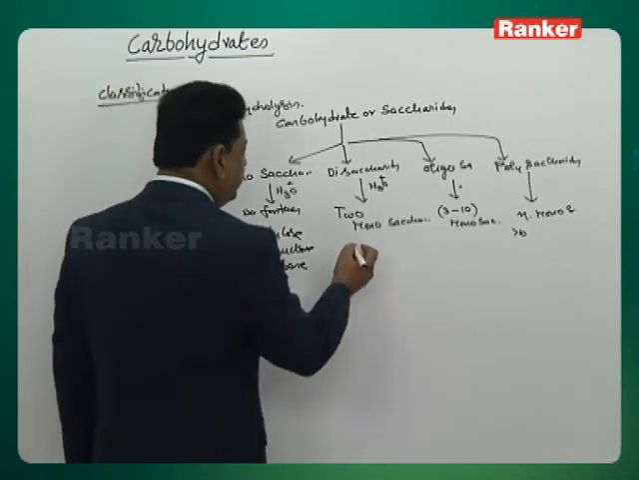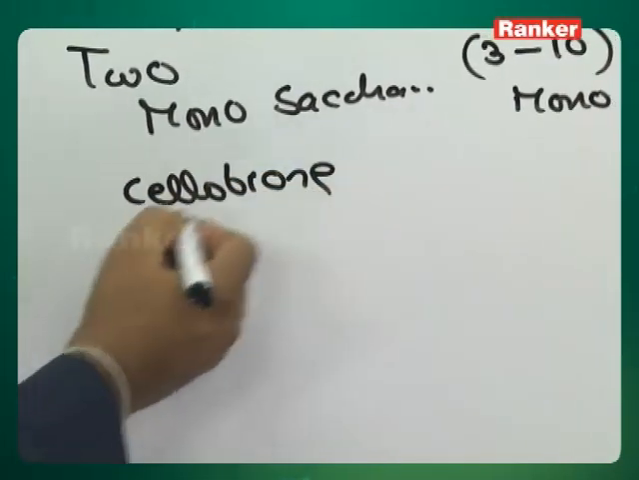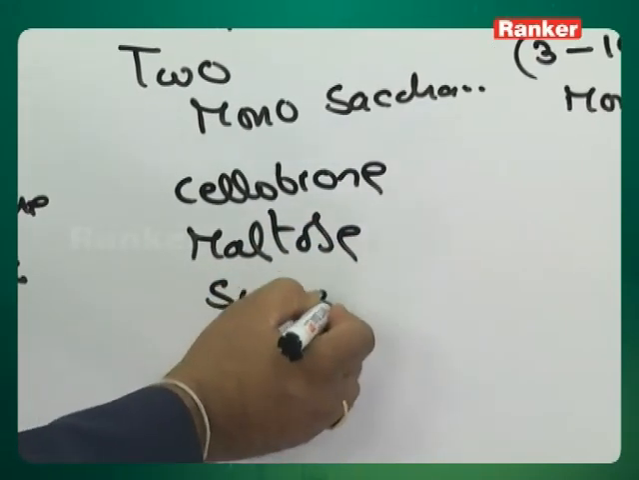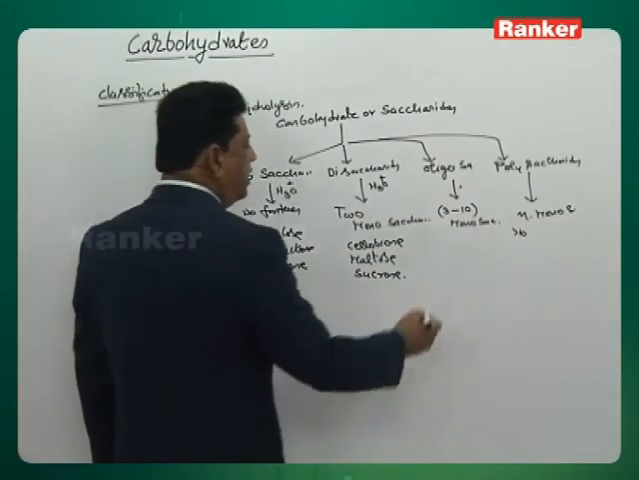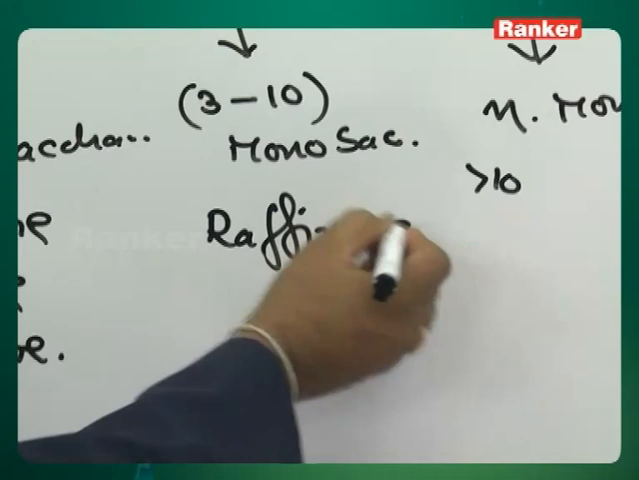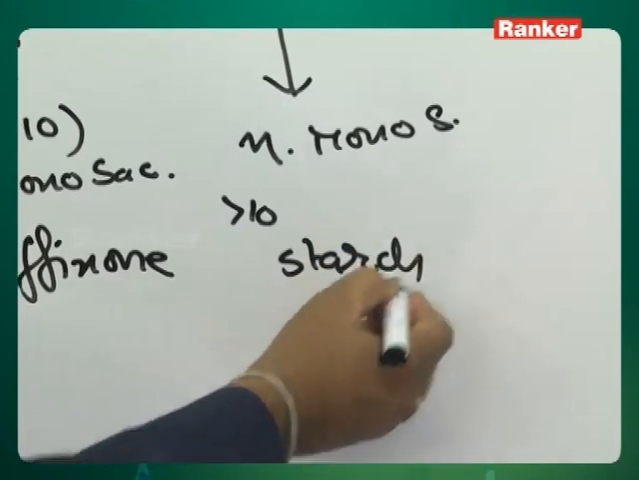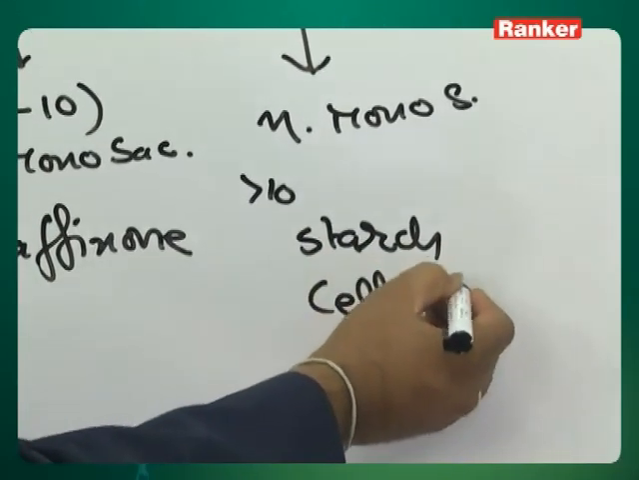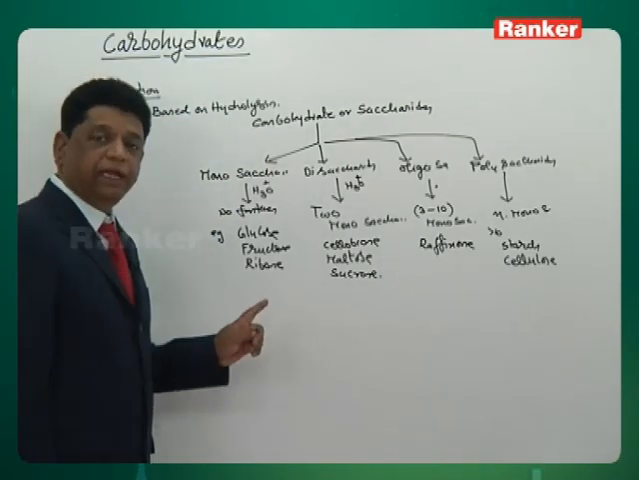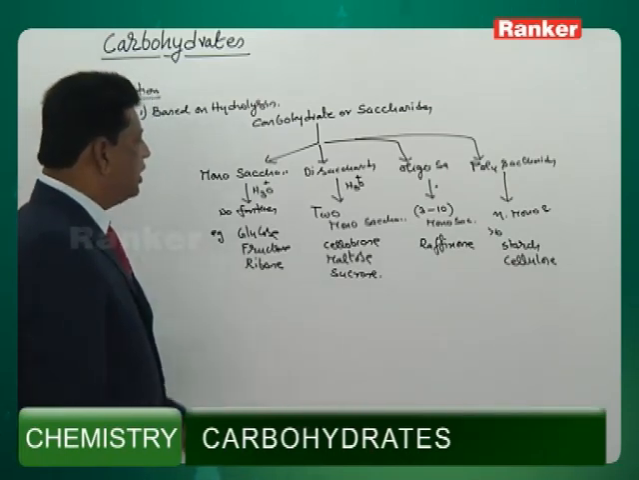Under disaccharides we have cellobiose, maltose, sucrose. Raffinose is an example of an oligosaccharide. For polysaccharides, starch is the best example, and cellulose is also one of the polysaccharides. Questions are based on these examples, so you may collect some more examples for each variety and go through them.